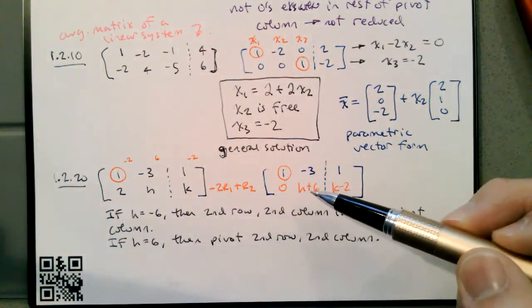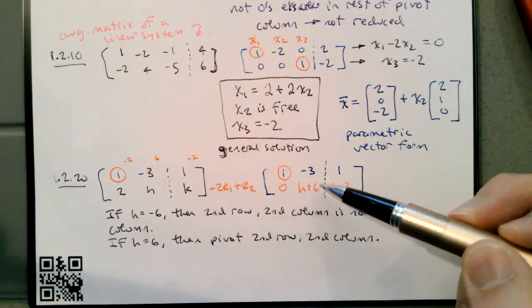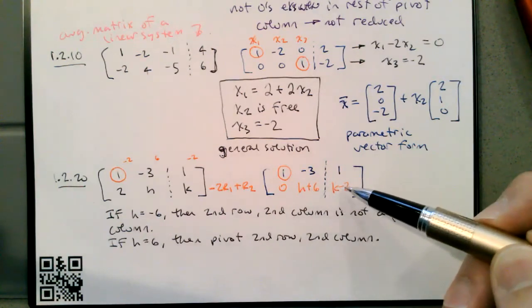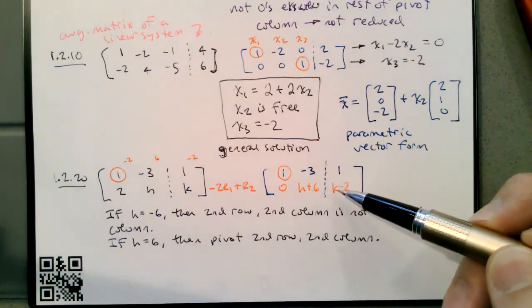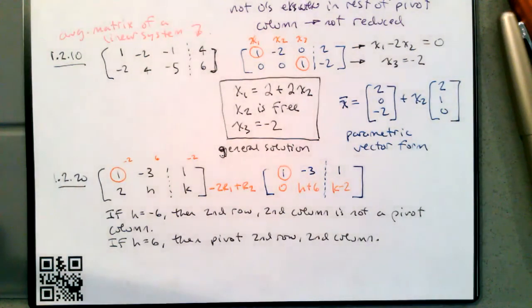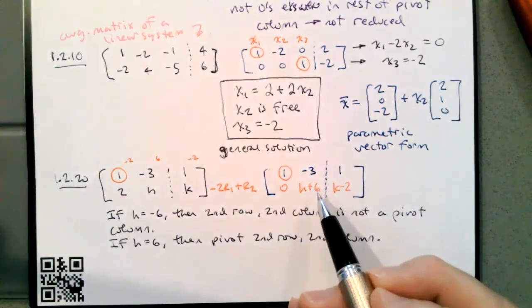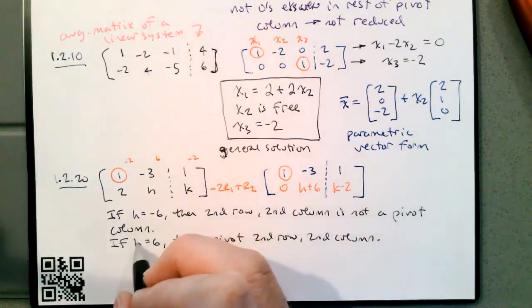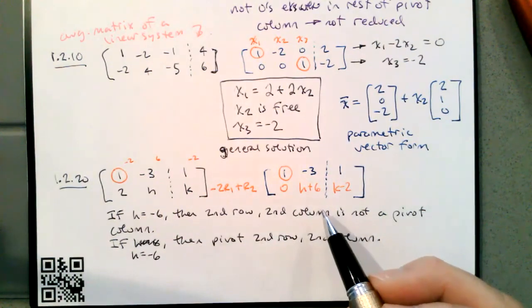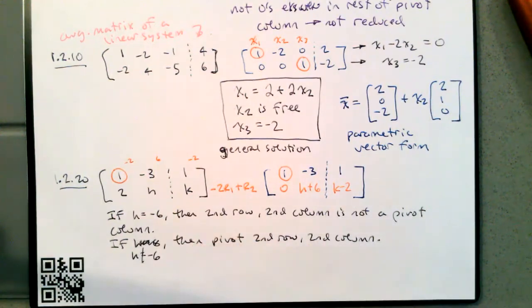If h equals -6, then we do not pivot in the second row, second column. Then we have to look at the values of k, and maybe there's a pivot here and maybe there's not. Sorry, how did you get h equals 6? I'm just trying to say what will make -6. If h equals -6, that's what happened. I see what mistake I made in my brain now.